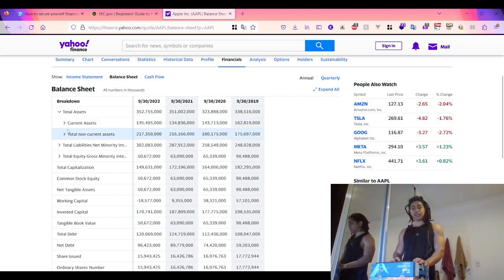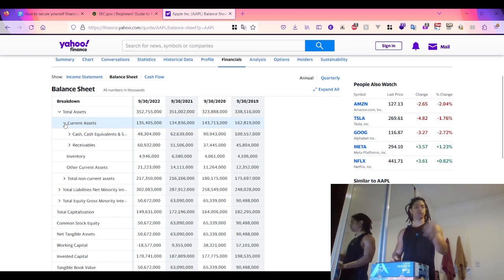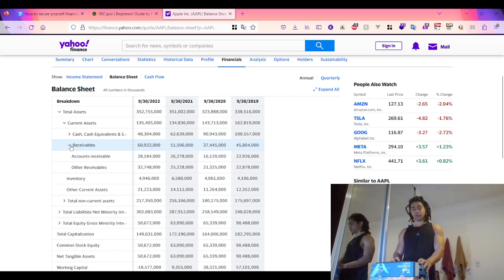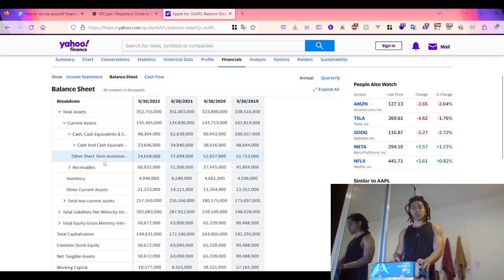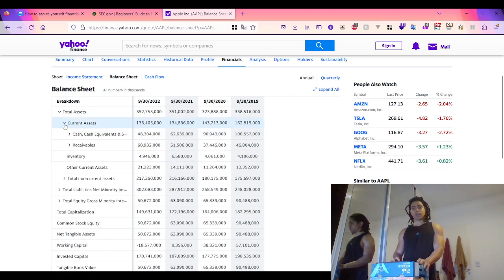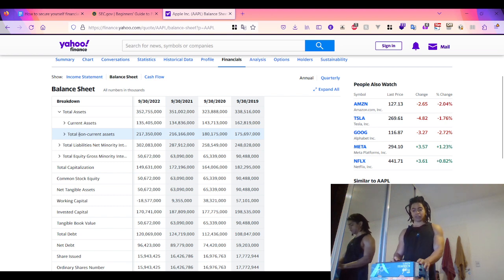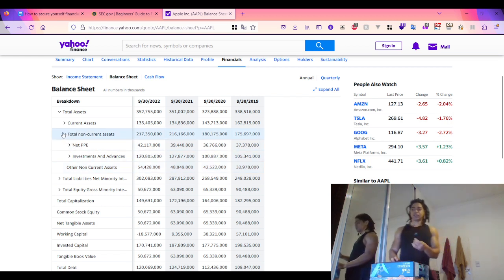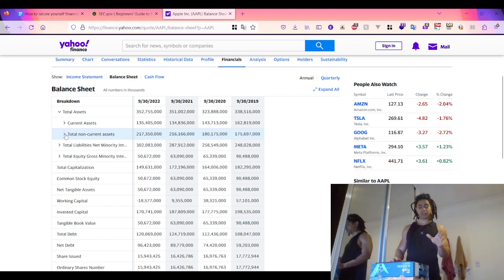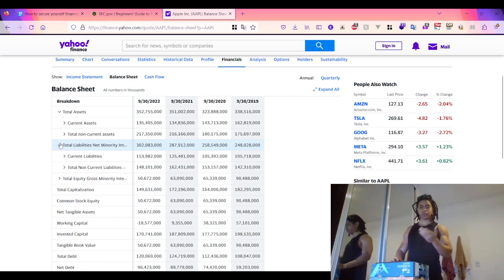But you have current assets and non-current assets. Current assets are assets that a company expects to convert into cash within a year, for example inventory, accounts receivable, cash and cash equivalents, and other short-term investments. And when we look at the non-current assets, which are assets that will take longer than a year to convert into cash, I also look at things called fixed assets, which, after all, are assets that are not for sale.